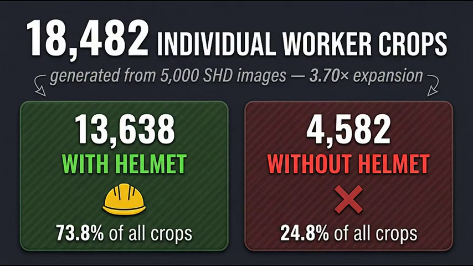Running YOLOv8n across all 5,000 SHD images produced 18,482 individual worker crops, a 3.7 times expansion of the original dataset. 13,638 crops were classified as wearing a helmet. 4,582 crops were classified as not wearing a helmet. 86.4% of all crops received individually verified centroid match labels. The remaining 12.2% received image-level fallback labels, where YOLO detection confidence was insufficient. These 18,482 crops, not the original 5,000 images, became the training data for the MobileNet v2 classifier.